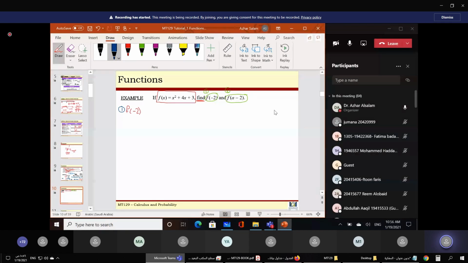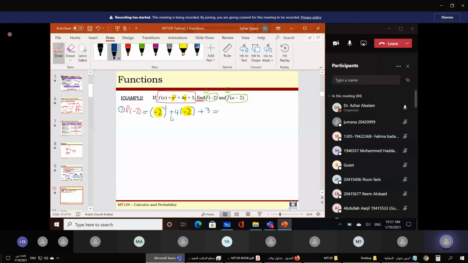Okay, clear. Here, let's begin. X squared, which is minus 2 squared instead of x, plus 4 multiplied by x, which is here minus 2, plus 3. Note that only the variable x I substituted by minus 2, and all the other algebraic things are the same.